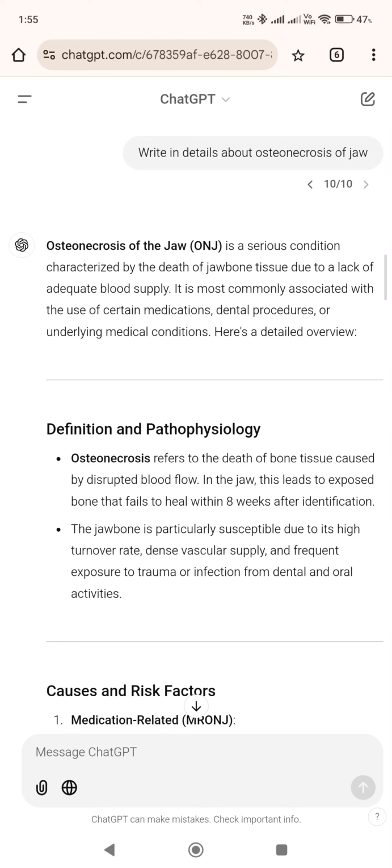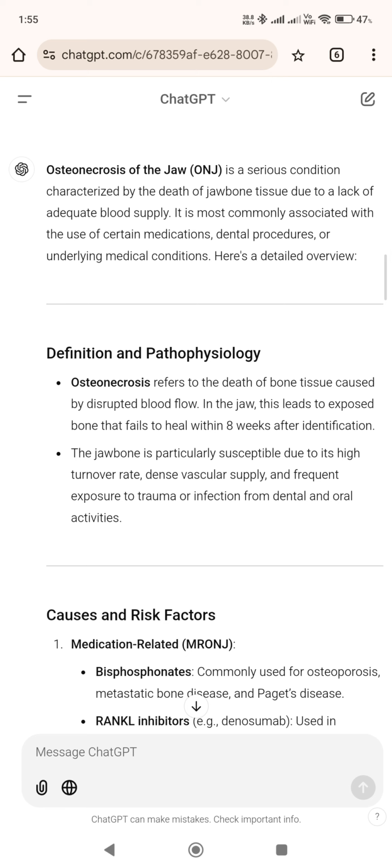Osteonecrosis of the jaw, ONJ, is a serious condition characterized by the death of jawbone tissue due to a lack of adequate blood supply. It is most commonly associated with the use of certain medications, dental procedures, or underlying medical conditions. Here's a detailed overview.